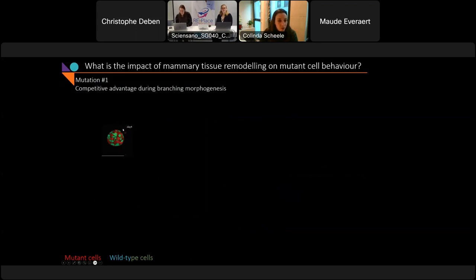So over here we have a spheroid, so at the very beginning of the experiment, where the wild type cells, so the healthy cells, are here in green, and now the mutant cells are depicted in red. So we have a nice mixture.